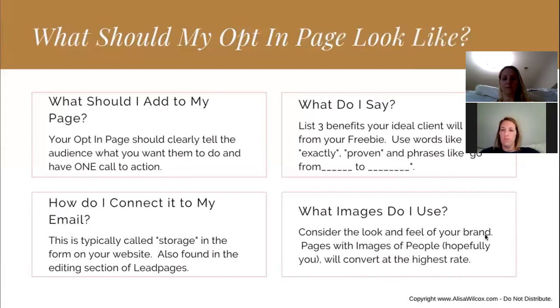So it's really important to explain what they're getting. Use words like "exactly" and "proven," and phrases like "go from blank to blank." For example, you want to say "go from broke to booming." You want to really identify that problem and solution for your ideal client and what you can provide them.